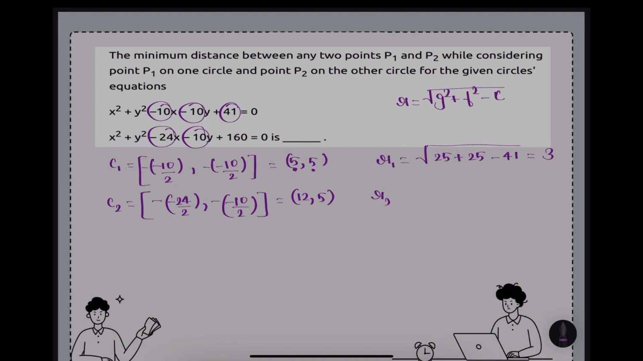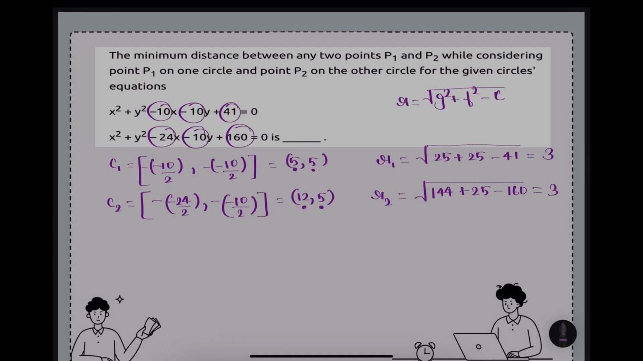Now go with radius 2. Again g square. So who is g? Minus 12. Minus 12 square is 144. Then f square. So it is minus 5. Minus 5 square is 25. Minus c. It is 160. Okay. So if you observe, 144 plus 25 is 169, minus 160, we are left with 9. So it is 3. So both circles have the same radius.